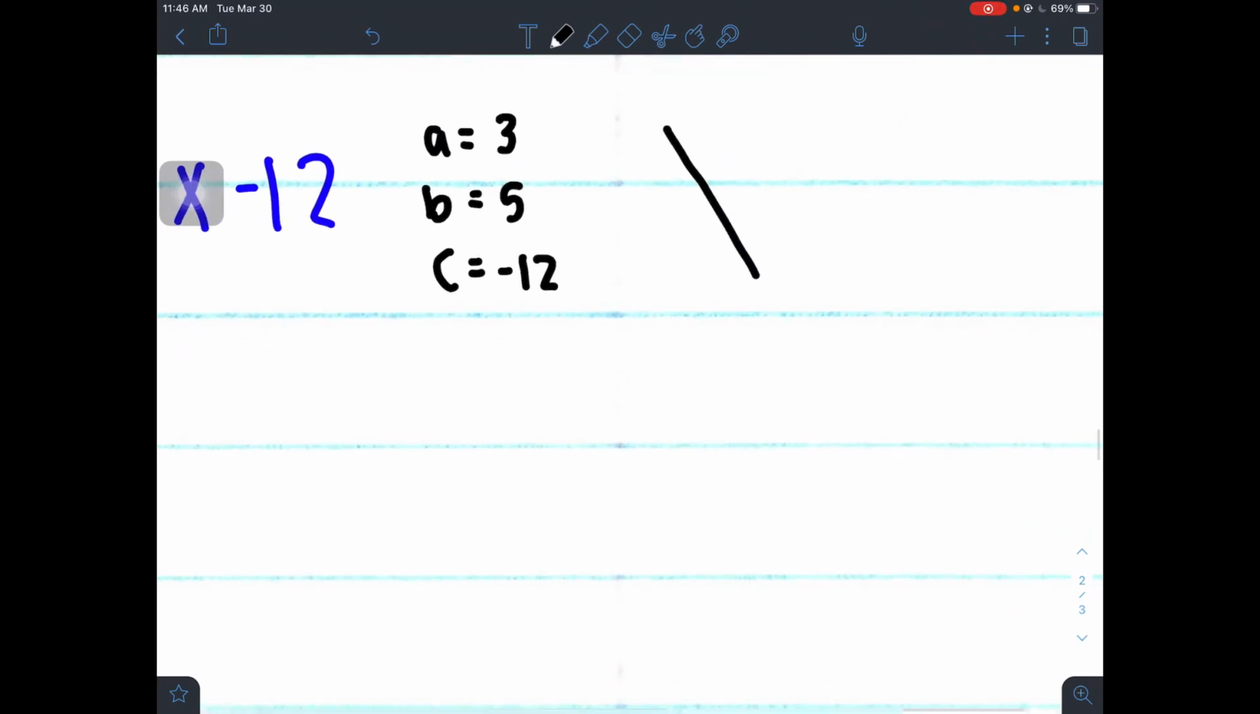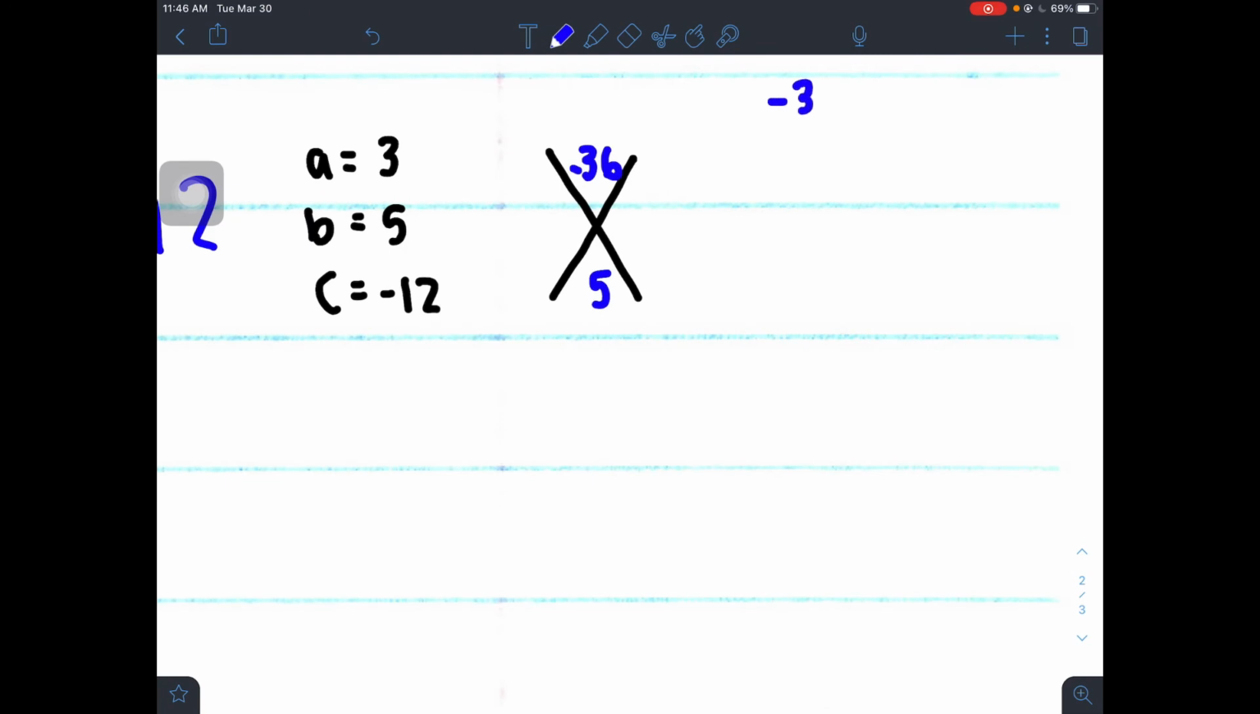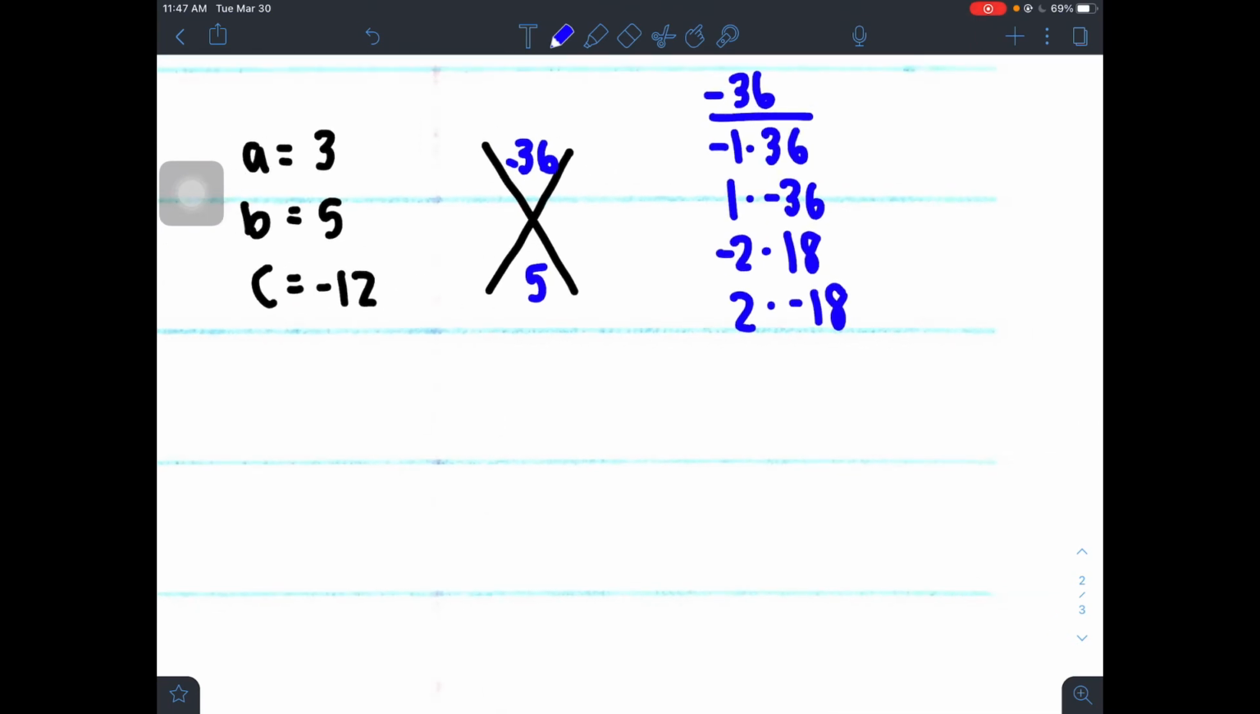Okay, so let's go ahead and write our X. Okay, so A times C here is going to be negative 36, and our B is positive 5. So we need to list out factors of negative 36 and see which one of those adds up to 5. So we have negative 1 times 36. That makes negative 36, but doesn't add up to 5. And then 1 and negative 36 don't either. We have negative 2 and 18. We have 2 and negative 18. Neither of those make 5, so let's keep going.